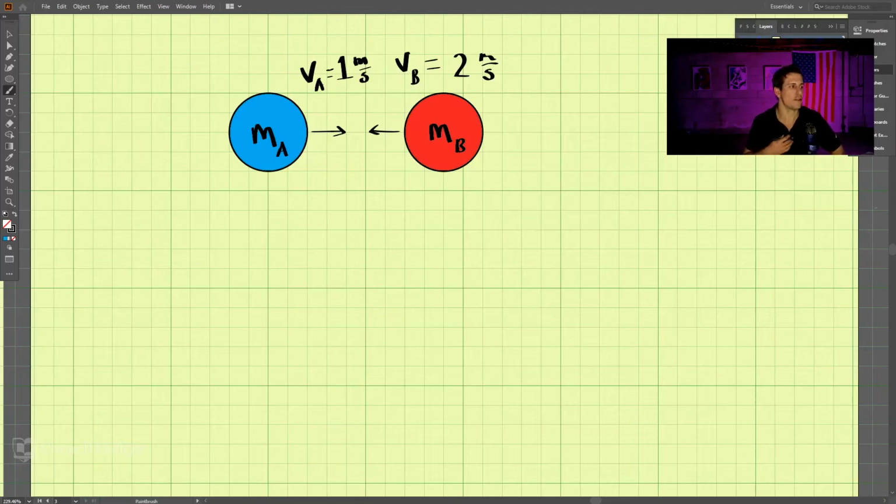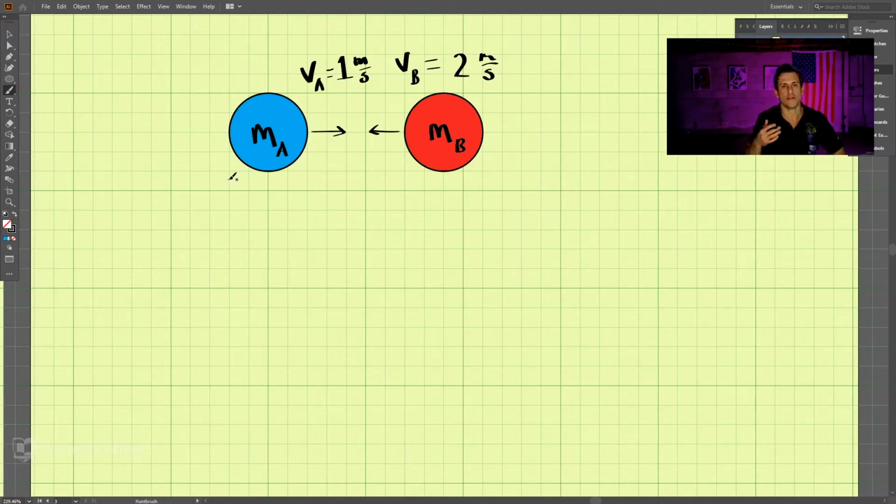Let's take a look at a few examples of conservation of momentum and impacts. So we have two balls here. They have masses MA and MB. And if the direction of motion is right along the line of the mass centers, we call that a central impact. So we have a central impact here.